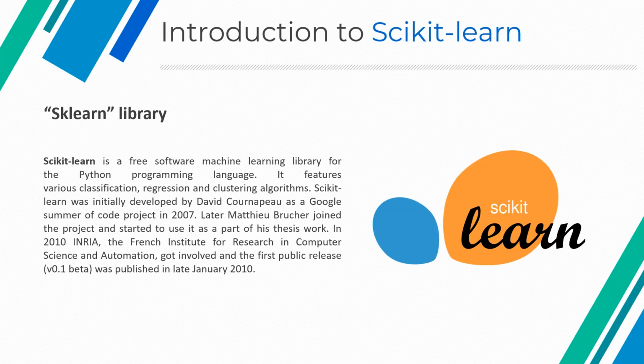The third library is scikit-learn. It is a machine learning library. It features various classification, regression, and clustering algorithms. It was initially developed by David Cournapeau in 2007. Later, Matthieu Brucher joined the project and started to use it as a part of his thesis work. In 2010, the French Institute for Research in Computer Science and Automation got involved, and the first public release was published in late January 2010.